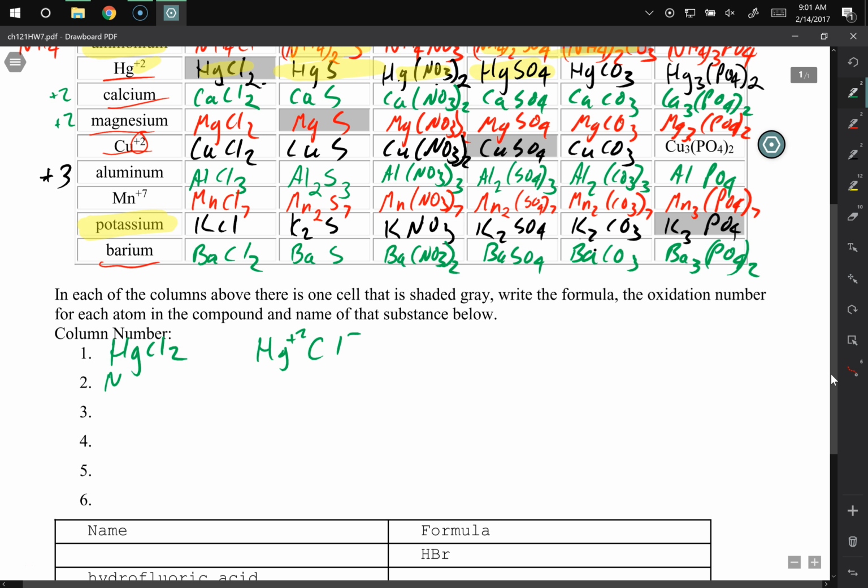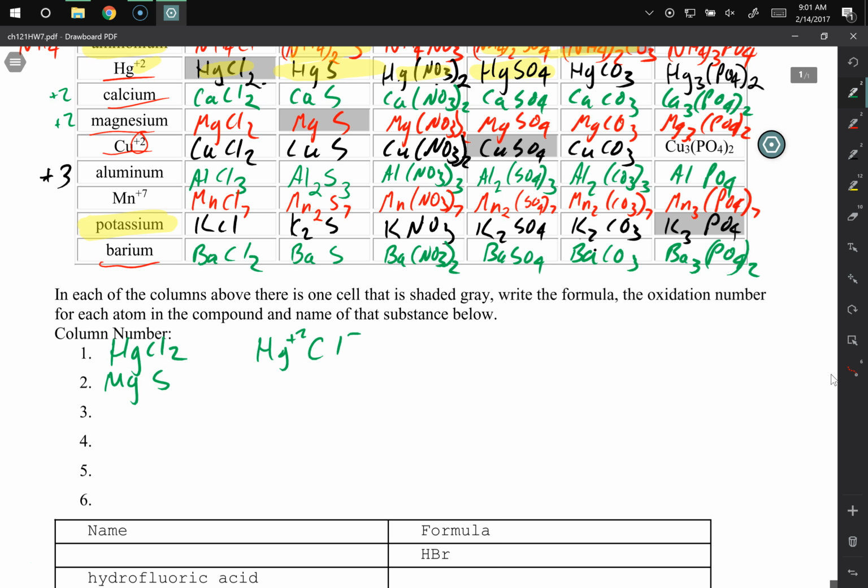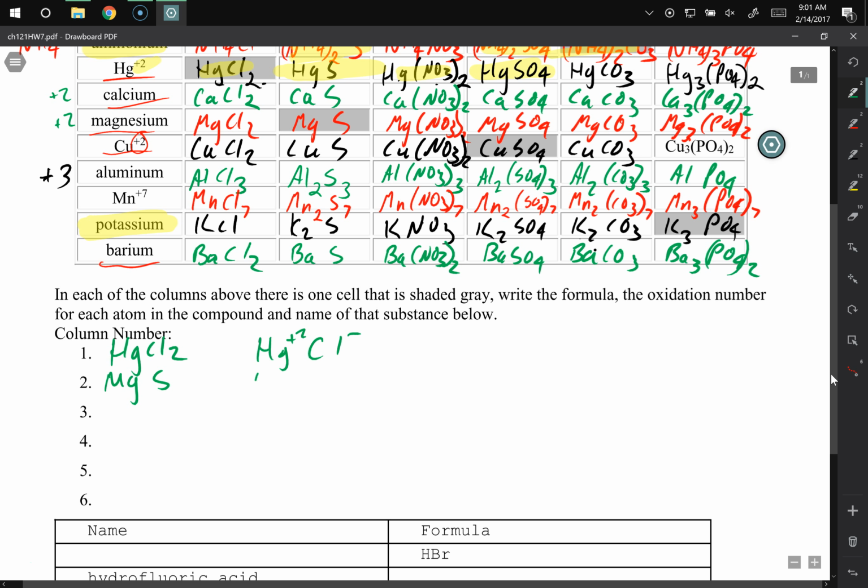The next one is MgS. So do I know anybody's charge there? The magnesium I should know because it's in column two, so its charge is going to be plus two. And so then the sulfur's charge has to be a minus two just to cancel out.